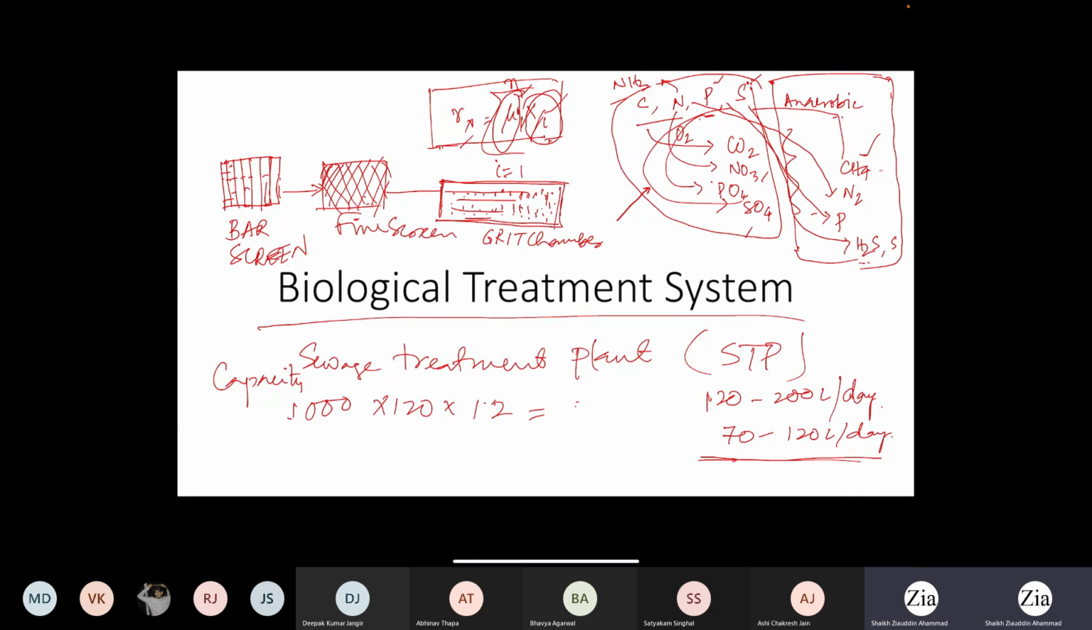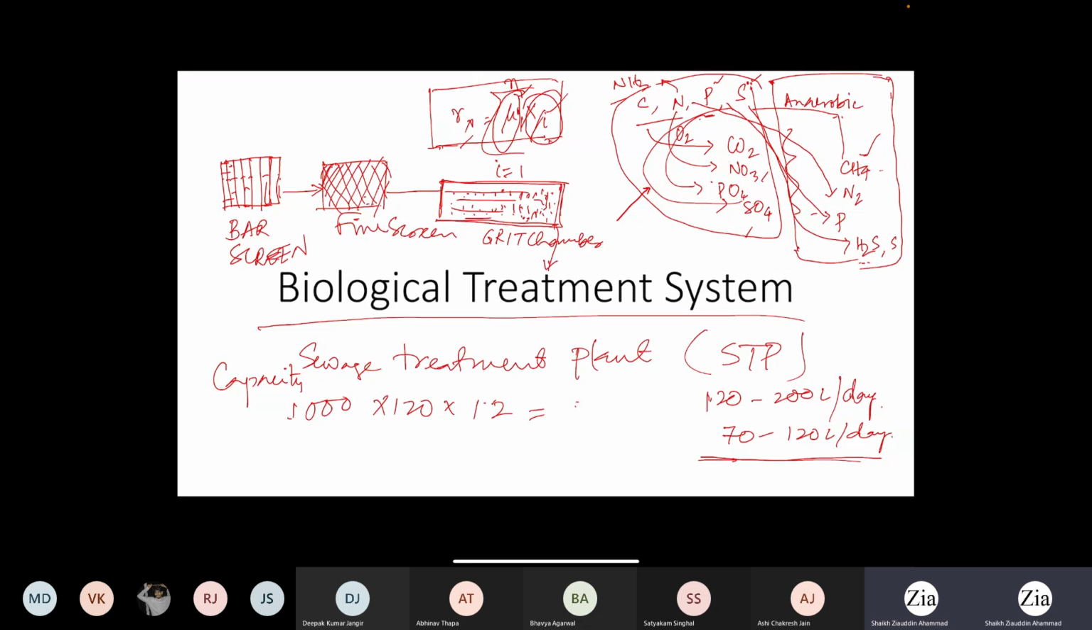So here mostly in the screen you will just remove floating particles. Here you will get other material which are heavier but carried by the liquid. They will get settled here. So mostly soil, sand particles, soil particles, and heavier non-degradable substances, or maybe the construction debris, they will get settled here.